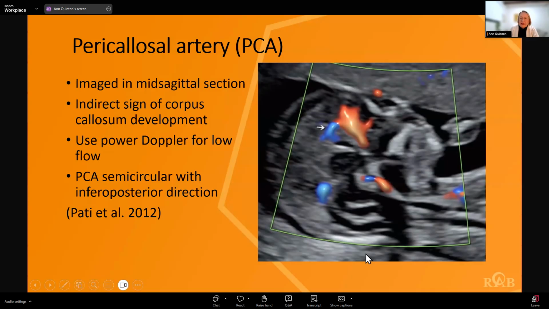And look at this, even on this view, we can see D, B, I, C, C. So that brain looks normal as well.